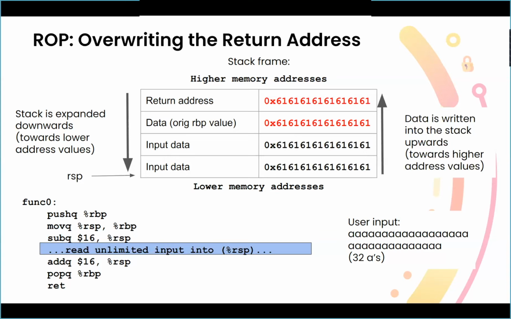And then we are reading our data. In this case, it's a bunch of lowercase a's, and lowercase a is 0x61 in hex, right? You will notice that we allocated 16 bytes for the buffer, but we inputted 32 bytes. So what happens is the a's overflow into our original RBP and then our return address, right?